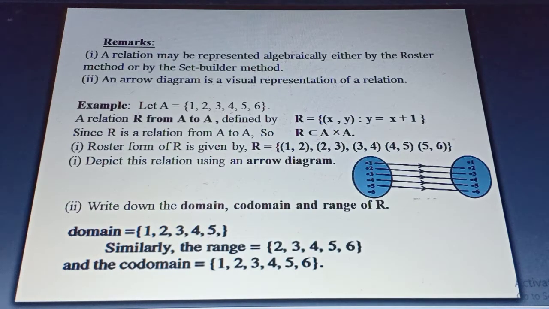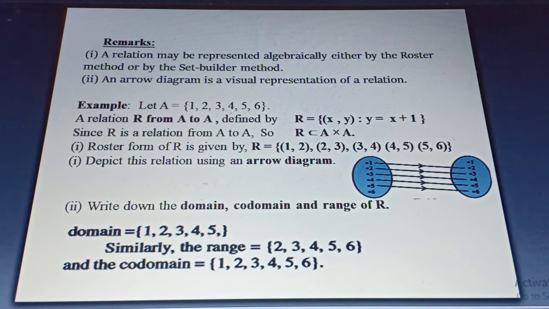There are some points to be noted. A relation may be represented algebraically either by the roster method or by the set builder method. An arrow diagram is a visual representation of a relation. So an arrow diagram is possible to represent a relation from a set A to a set B. Here one example is taken.